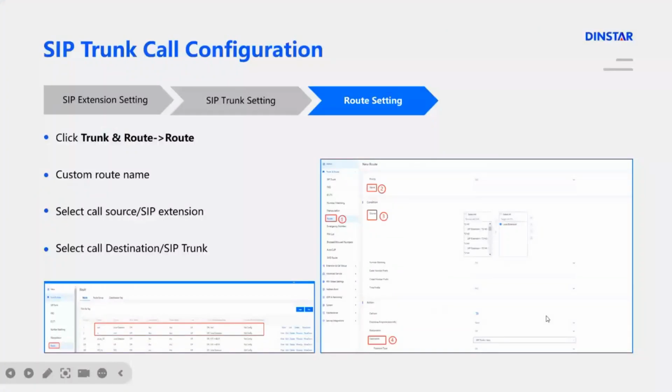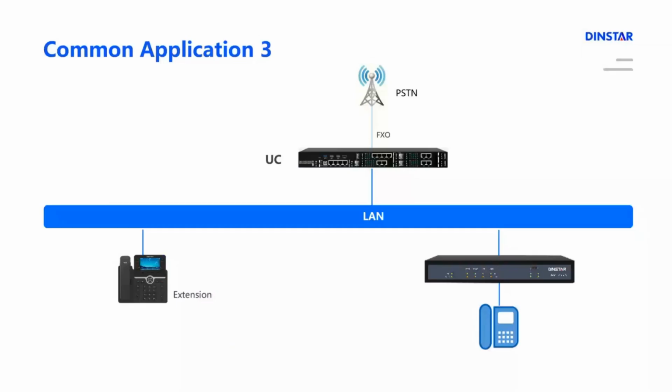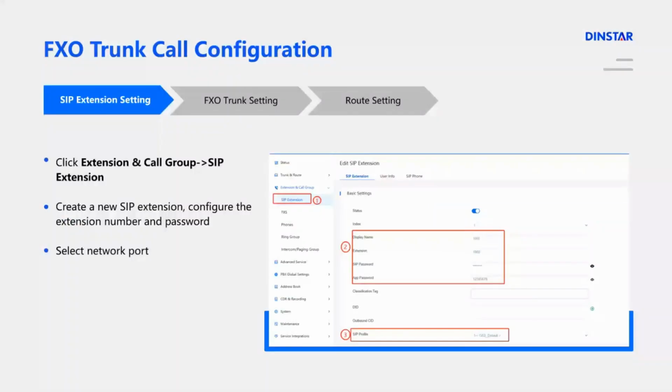Okay. And application 3, set up for a business using the traditional PSTN line or our FXO port. Our UC connects to the PSTN network through the FXO port. So both the modern and the legacy devices can make and receive external calls. Yeah, what changes? We configure the FXO trunk instead of the normal SIP trunk. And the others we can keep the same.